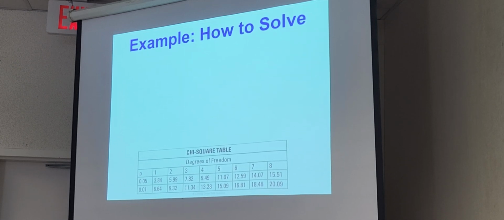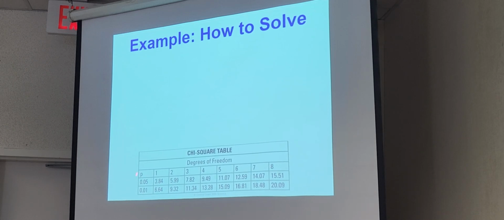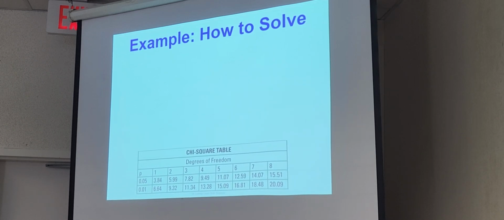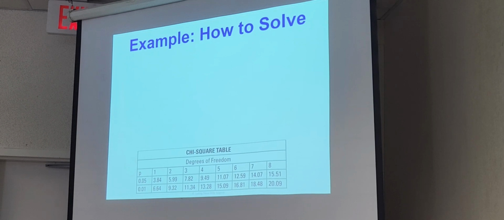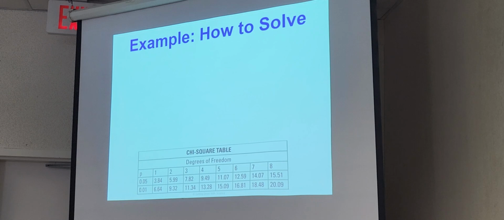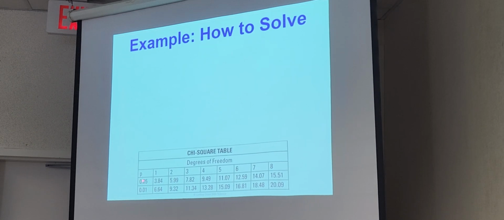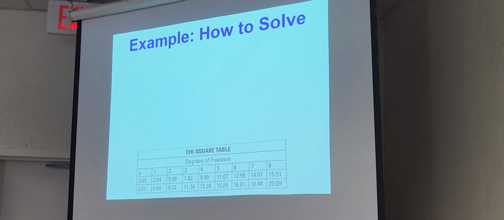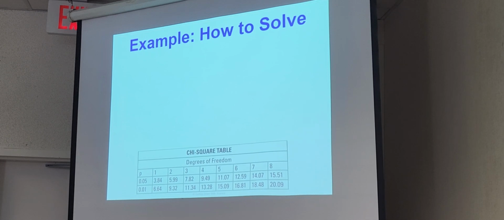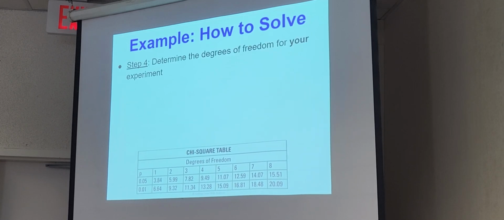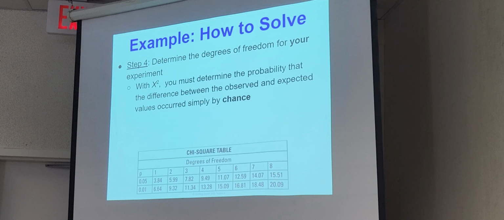The P is the probability or our confidence interval. We want to be 95% confident in our data, so we will always use the 0.05 column or row. Always. 0.01 means we're 99% confident in our data. We hardly ever use that. So determine the degrees of freedom in your experiment.